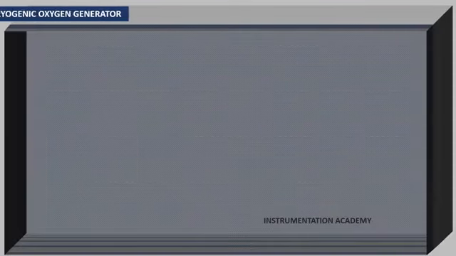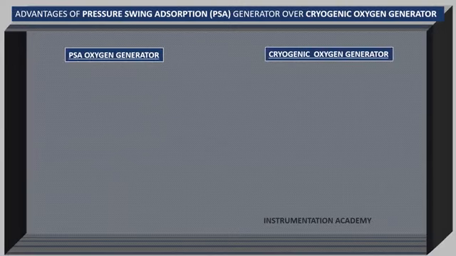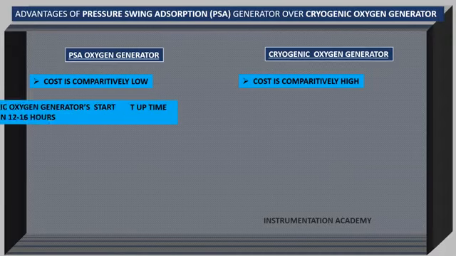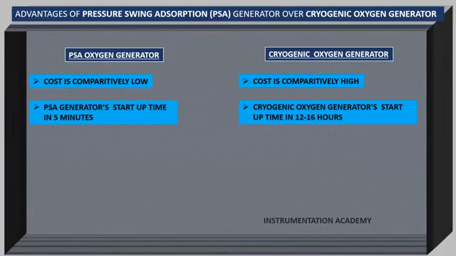Advantages of PSA oxygen generator over cryogenic oxygen plant. Investment cost of a PSA generator is less than half of that of an equivalent cryogenic oxygen plant. A PSA oxygen generator's startup time is only 5 minutes. Therefore, depending on the oxygen demand, the generator can be switched on and off very conveniently. While a cryogenic oxygen plant startup time is around 12 to 16 hours. So, a cryogenic oxygen plant cannot be switched on and off very frequently.